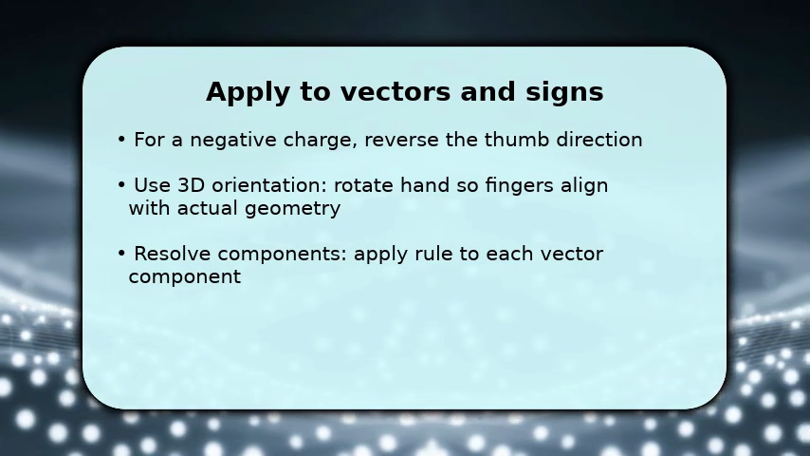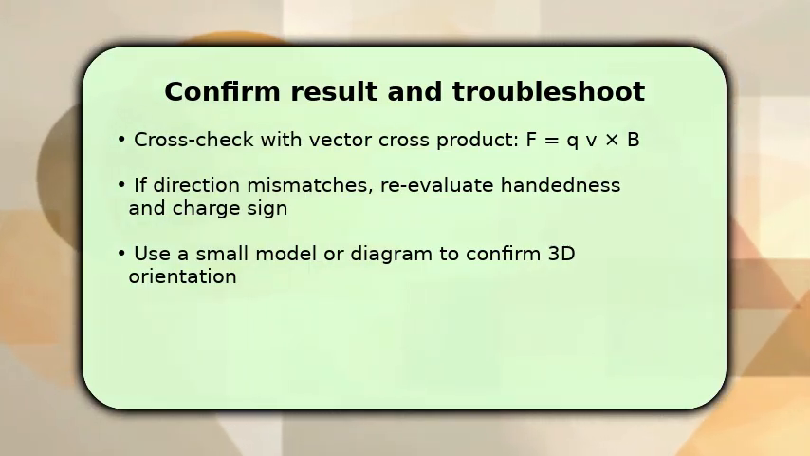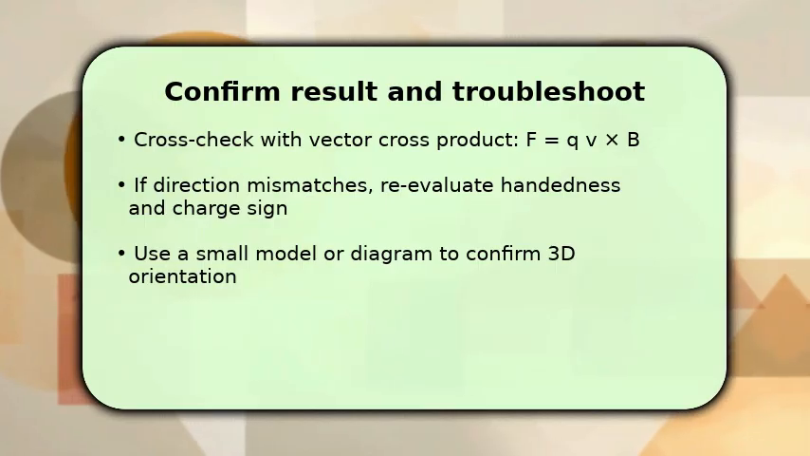You finish by comparing the hand result to the algebraic cross product F equals QV times B. Compute or sketch the vectors to confirm direction and magnitude intuition.